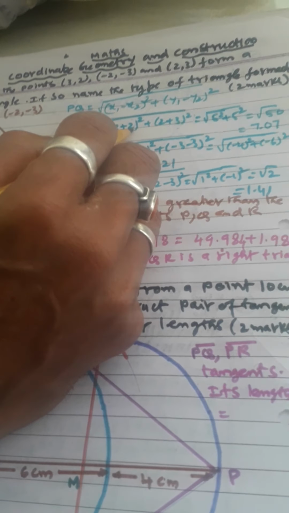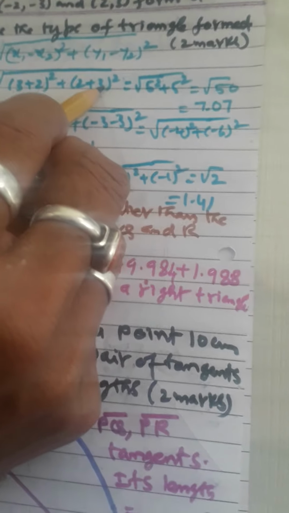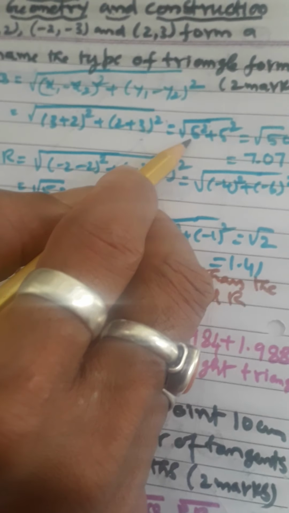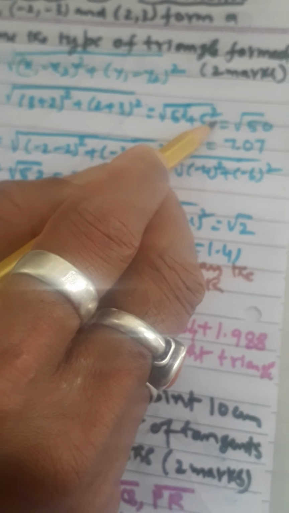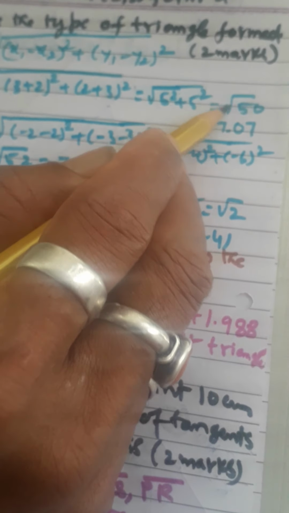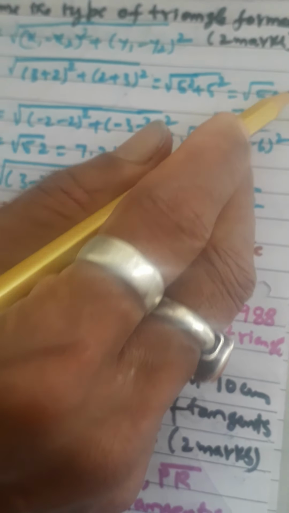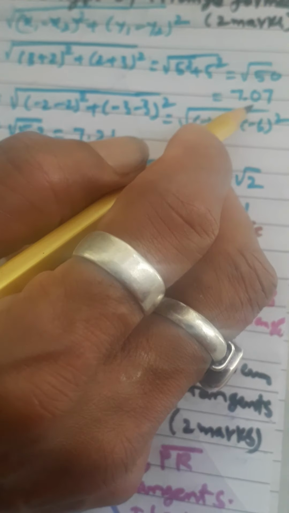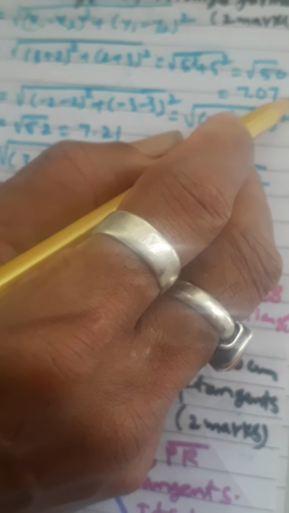Now 3 plus 2 by adding you will get 5 square. Again here 2 plus 3, so there also 5 square. 5 square is nothing but 25, and this 5 square also 25. Adding 25 and 25 you will get square root of 50. By simplifying this, square root of 50 you will get as 7.07.